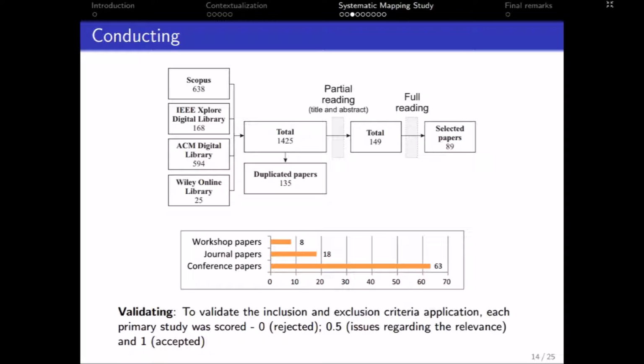Conferences have a dominant position with 63 papers, 70.8%, followed by journals with 18 papers, 20.2%, and workshops, 8 papers, 9%. It can indicate that workshops still have to be formed and researchers submit their results to conferences and journals with a larger scope.